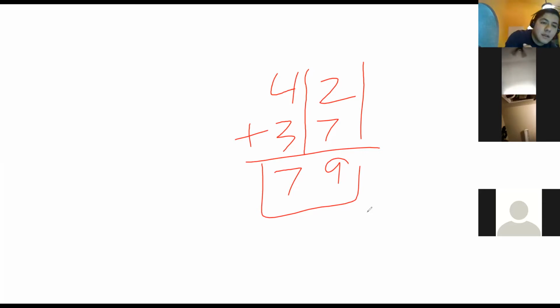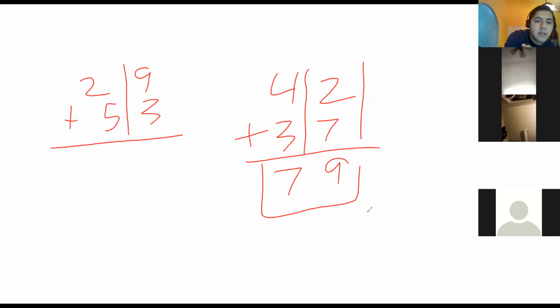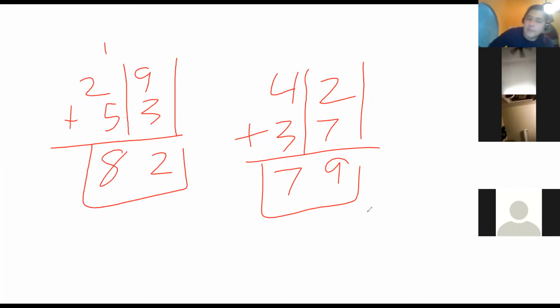Okay. So next example I got is 29 plus 53. Okay. So again, I separate out the columns. So in the first one, we have 9 plus 3. What does that give us? 12, right? But are we going to write down the 12 down there? No, we write the 2, and we're going to carry the 1. And now we have 5, 6, 7, 8. 82. Okay. Pretty easy.